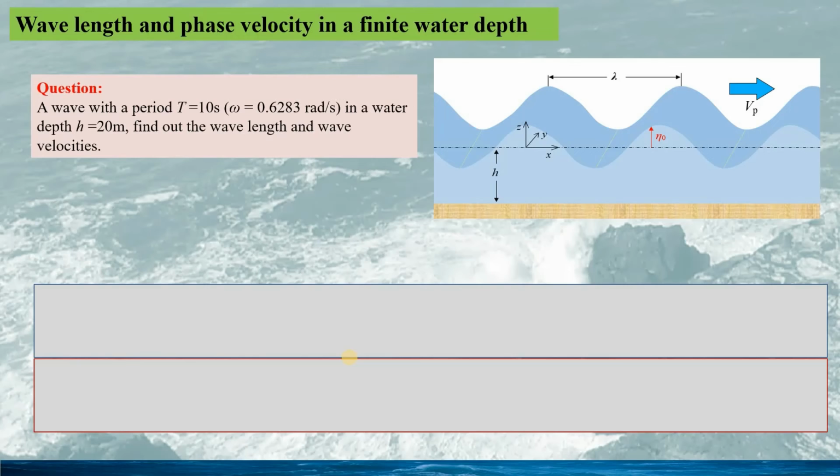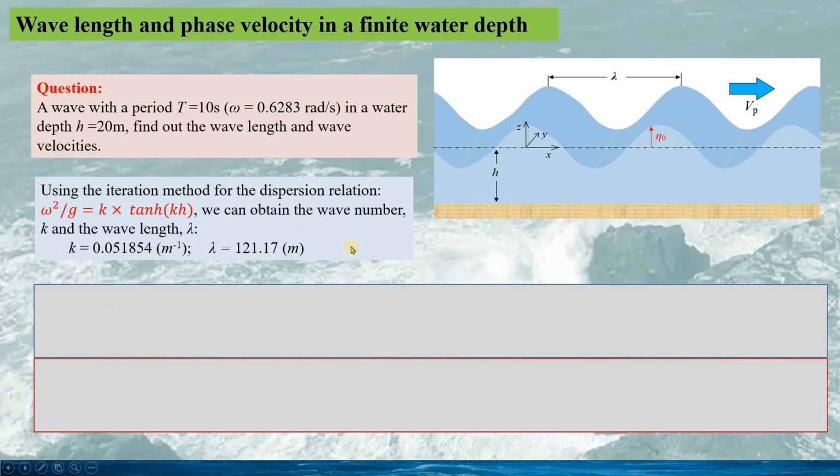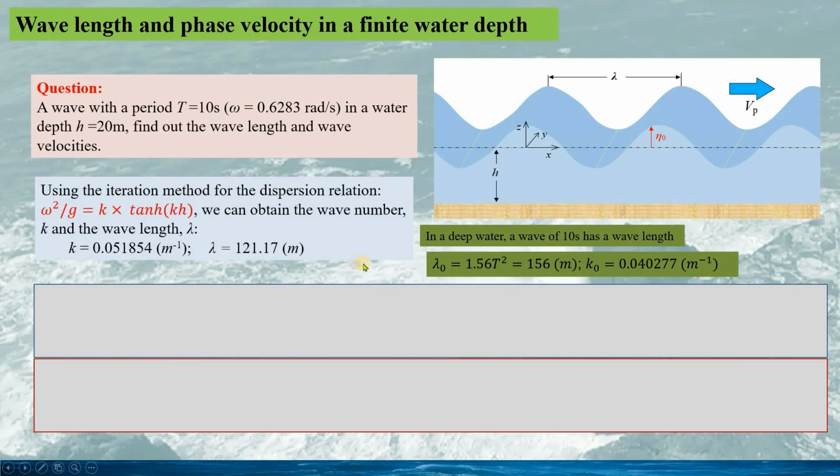Here, an example is given for a wave of period 10 seconds in a water depth h equal to 20 meters. The example is for calculating the wavelength and wave velocities and comparing them to those in deep water. For the wavelength in the finite water depth, the iteration method can be used for the dispersion relation, and we can obtain the wave number k and wavelength lambda. Here we can see the wavelength is 121.17 meters. Compared to the same wave in deep water, the wavelength is 156 meters.